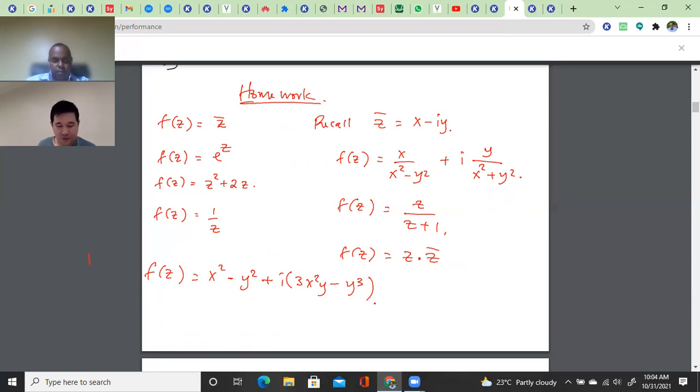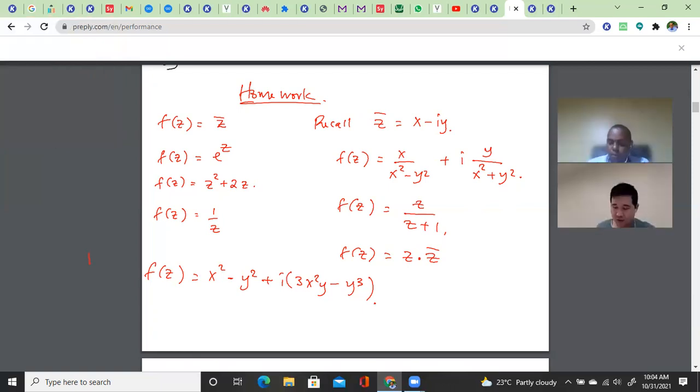Can we look at task number 3, where z squared plus 2z? I used the Cauchy-Riemann condition and it's not analytic. Okay, I have a problem with the second one when we're talking about e to the z. Okay, can you take me through the third one if you did it? Or did you do the third one?